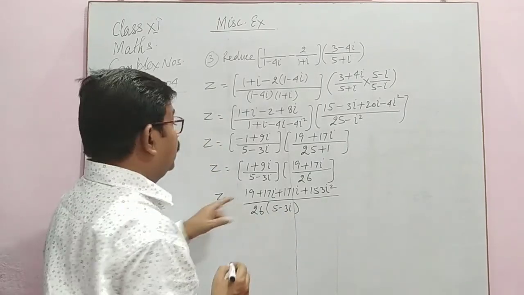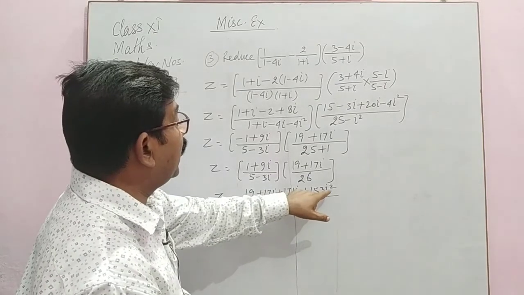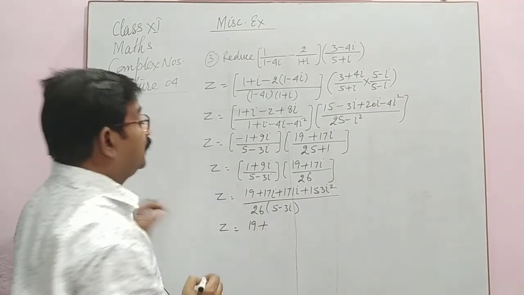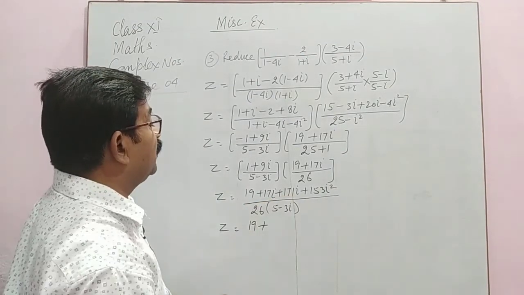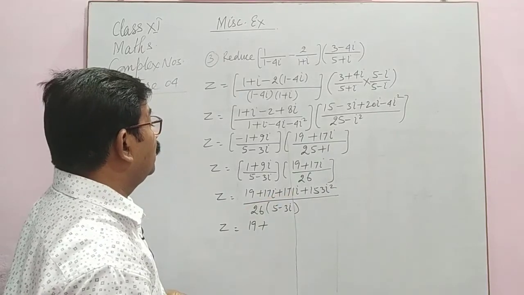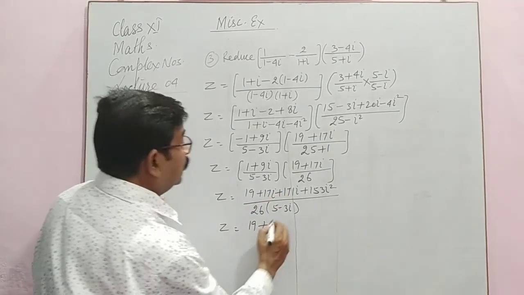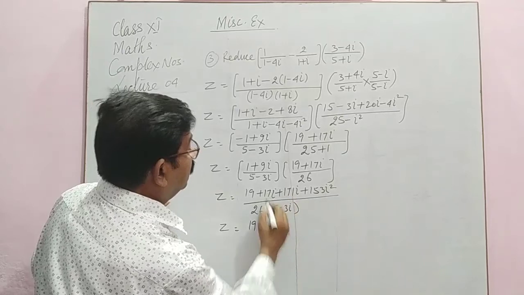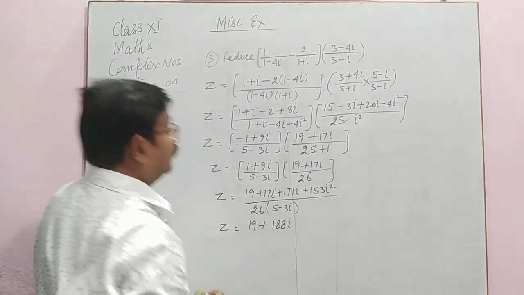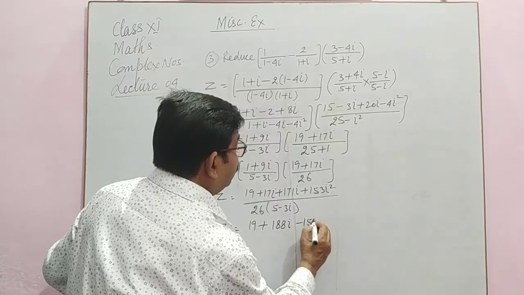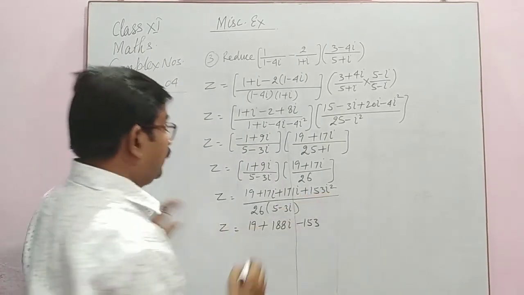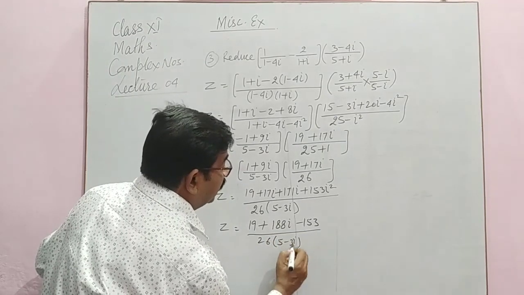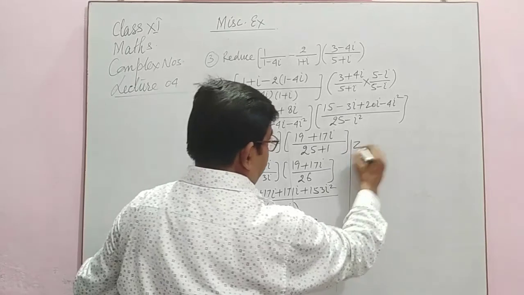Now simplify. 153 i square is minus 1. So Z is equal to 19 plus 17i plus 171i. We can add this. So what we have: 188i, since 1 plus 7 plus 1 is 9... and here minus 153, because i square is minus 1, upon 26 times 5 minus 3i.